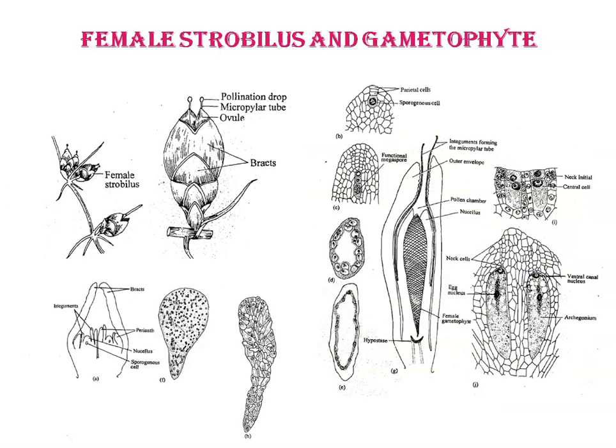Next is structure of female strobilus and female gametophyte. So the female strobilus, or ovulate strobilus, can be distinguished from the staminate strobilus even in the early stages because it is elongated and pointed, while the staminate strobilus is globular. Ovulate strobili, just like staminate strobili, are also present in whorls. Just look at this first diagram.